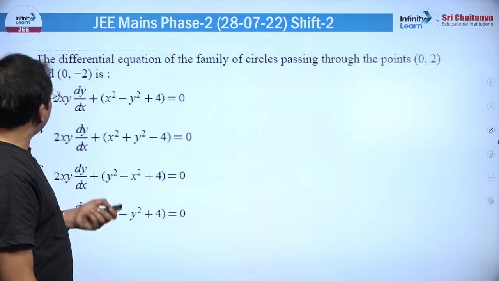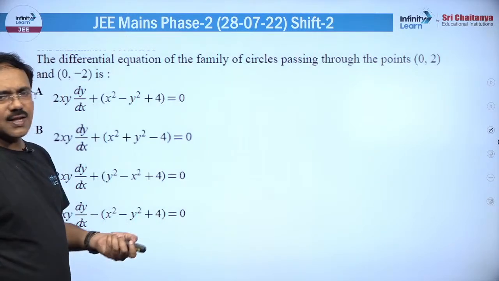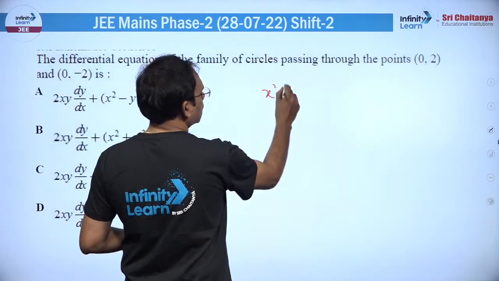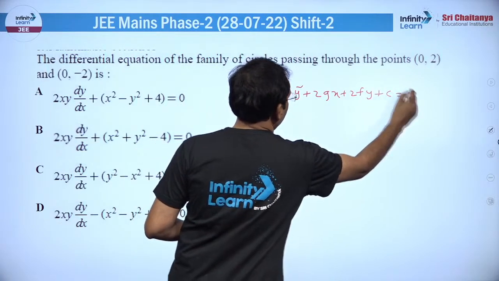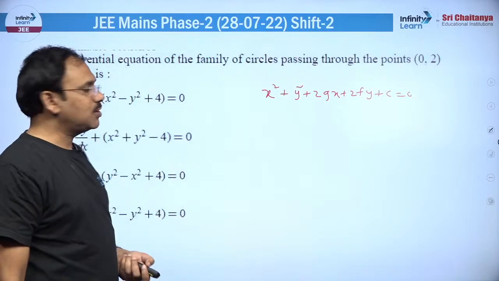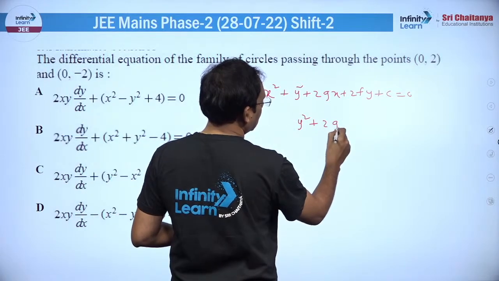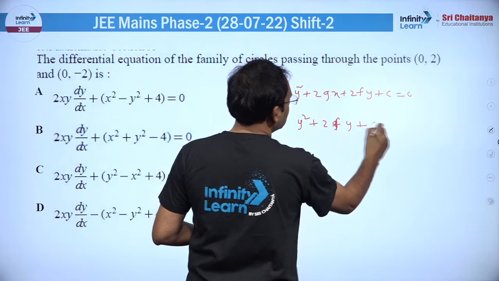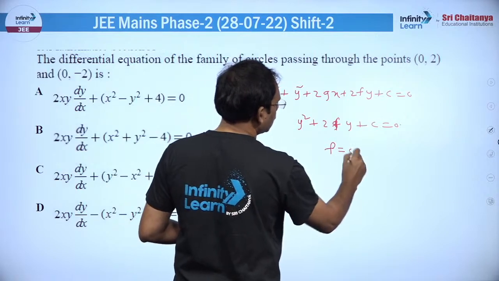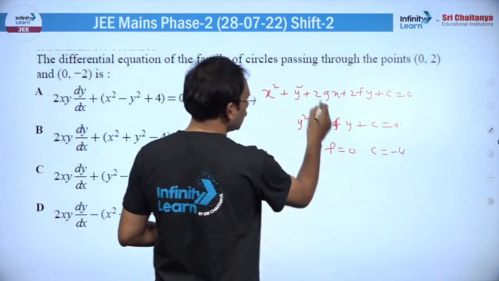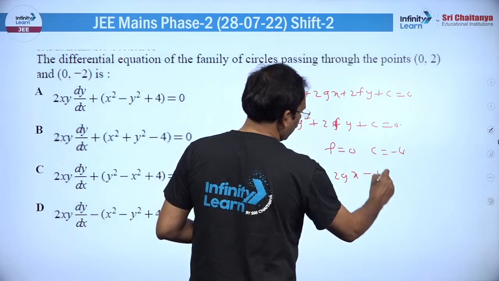Next, my dear friends, the differential equation of the family of circles passing through the point 0, 2, 0, minus 2. It is not a big deal. You can take like x square plus y square plus 2gx plus 2fy plus c is equal to 0, my dear friends. So this is passing through 0, 2 and 0, minus 2, means for both put x is equal to 0, you will get y square plus 2fy plus c is equal to 0. Here the roots of this must be 2 and minus 2, sum of the roots 0, product of the roots is minus 4. So f is 0, which means x square plus y square plus 2gx minus 4 equal to 0.